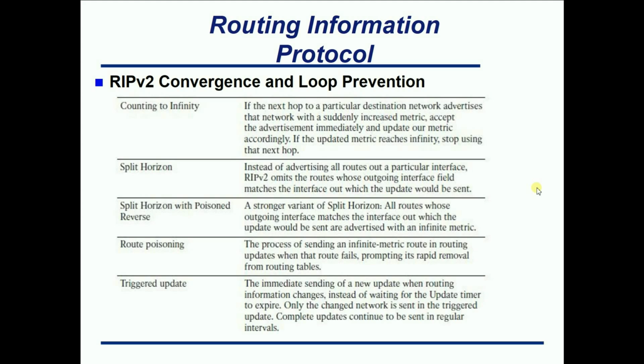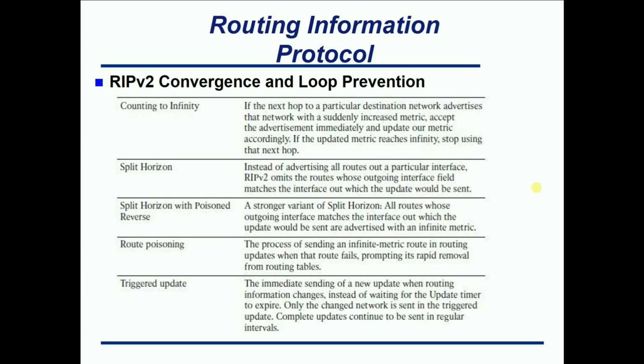Counting to infinity, basically when a route reaches 16, stop using that next hop. Split horizon: if I hear about a route that comes into an interface, I am not going to advertise that route out that same interface. Then a stronger variant of split horizon is poison reverse. Yes, I received a route incoming on this interface. However, I'm going to advertise that same network out that interface, but with an infinite metric. That is, if poison reverse is implemented with split horizon on your router.